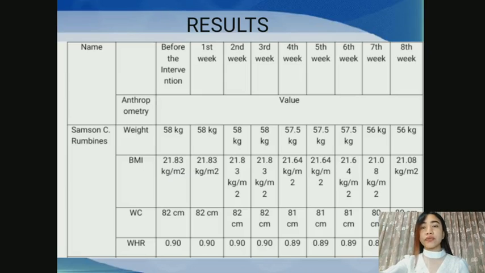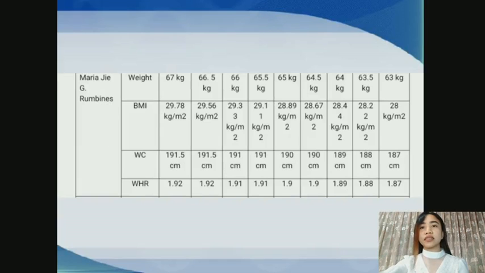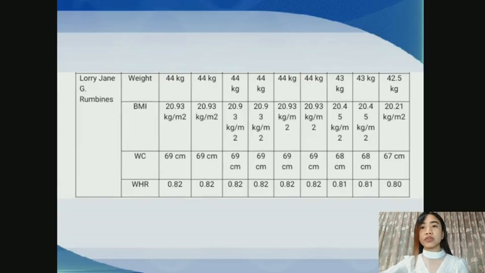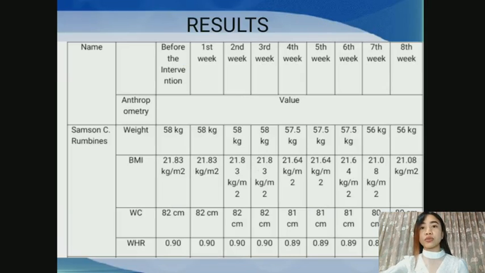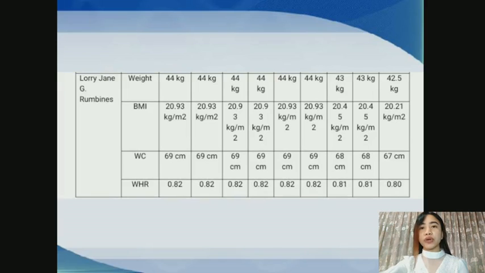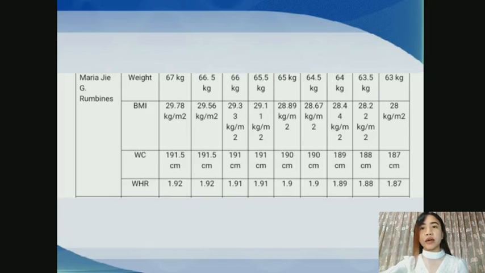Now, here are the results of the study. The results show, as you can see in the table, that all three of the clients have lost a significant amount of weight and had changes in their waist circumference and waist to hip ratio. The main intervention focused on long-term maintenance of normal nutritional status of the clients. Mr. Sampson lost 2 kilograms at the end of 8 weeks, while Miss Lori has lost 1.5 kilograms and Mrs. Maria has lost 4 kilograms.